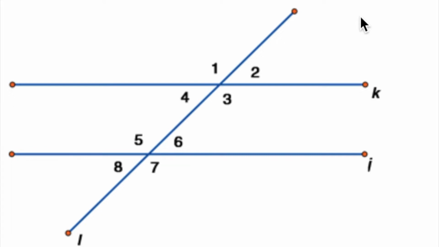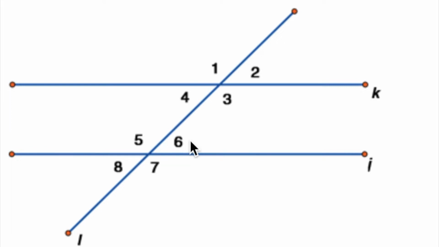Our first type of angles that we talked about were our exterior angles. Remember, exterior means outside of the parallel lines. So angles 1, 2, 7, and 8 are all exterior angles. And then our interior angles, those are inside the parallel lines. So 3, 4, 5, and 6. All of our interior angles.